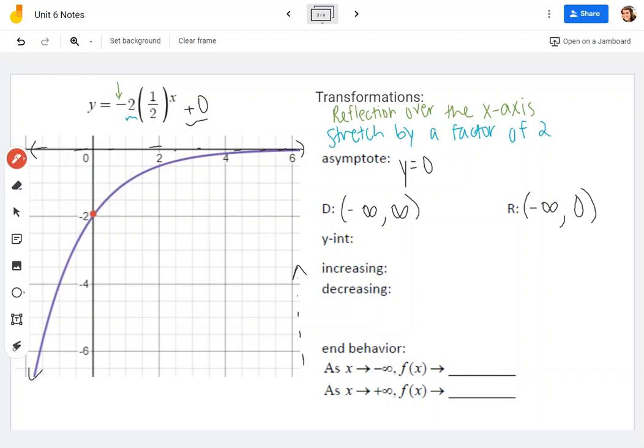All right, this time our y-intercept I see is right here. And again, remember that's from that a value. So it's (0, -2), and we can see here that a equals -2, so that makes sense.